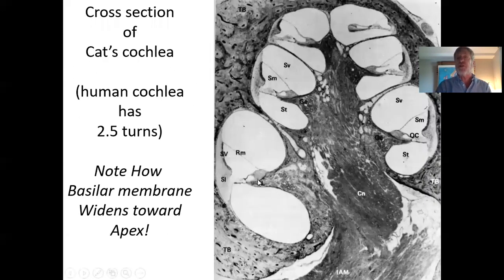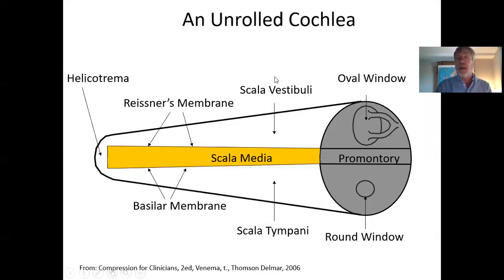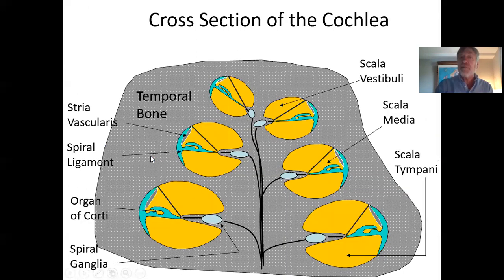This is the cross-section of a cat's cochlea, but nonetheless similar to a human cochlea. Widest at the base, narrowest at the apex, but take good note here, the scala media is actually smaller here and gets larger toward the apex. The same is seen in an unrolled cochlea. The scala media actually gets wider toward the apex of the cochlea. More mass, less stiffness.